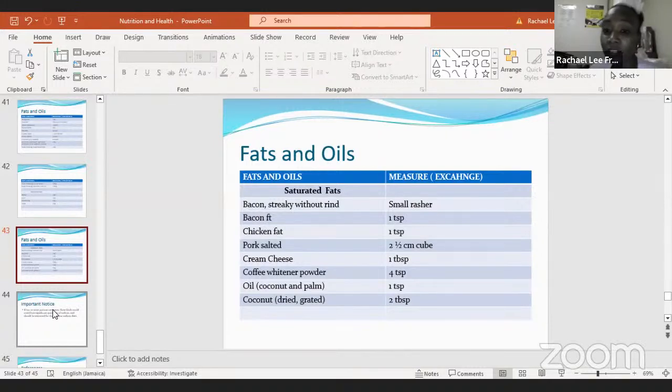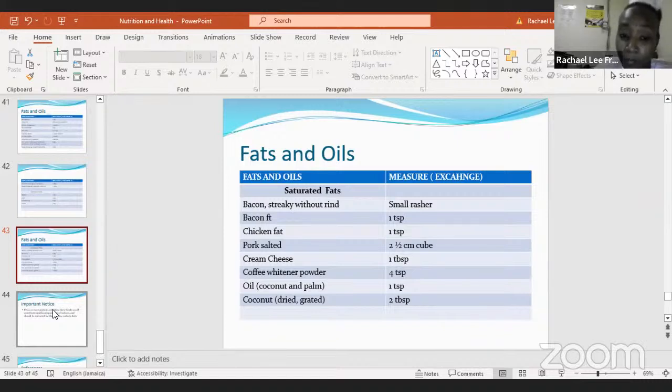If you notice the streaky bacon, they said a small ratio, that is actually just one peg of it. They don't want you to have more, because it's very high in cholesterol. If you notice when you fry the bacon, just look at the oil, right? The chicken fat, 1 teaspoon. Cream cheese, you need 1 tablespoon of that. For the coffee whitener powder, 4 teaspoons is fine.